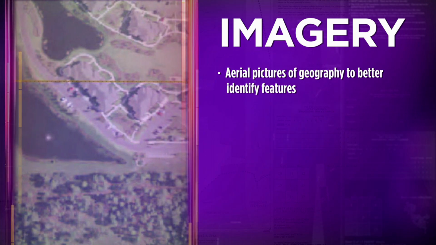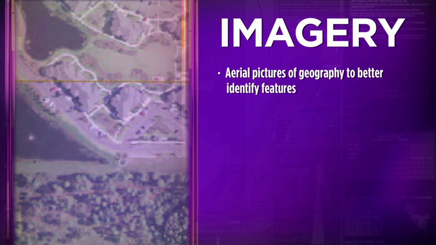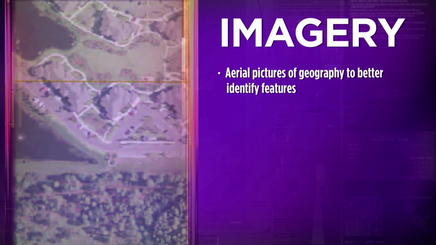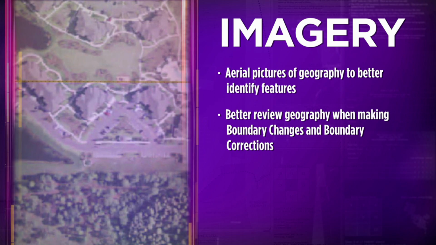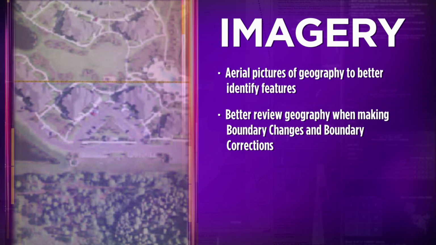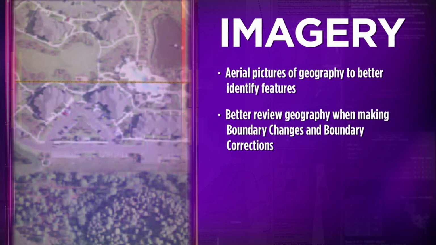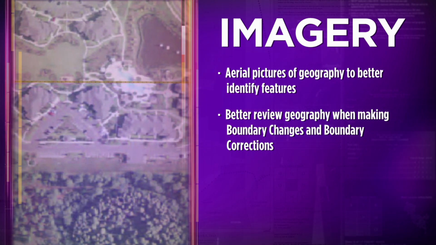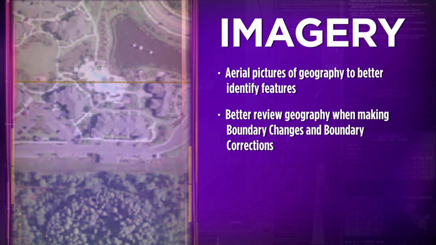Because Imagery shows aerial pictures of geography on top of the map view, users are better able to see not only boundaries, but features such as roads and houses. With Imagery turned on, BAS participants using GUPS can better review geography in order to better make boundary changes and boundary corrections, especially when boundaries are not in the right place or incorrectly drawn, for example, through housing.